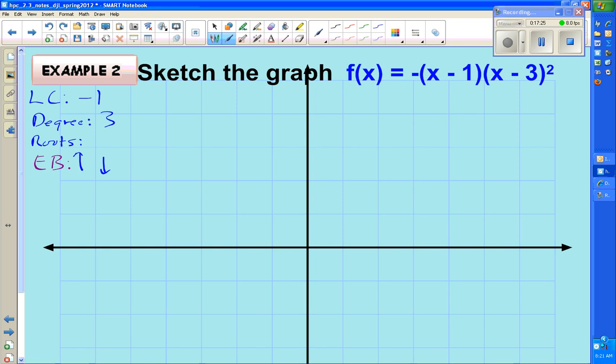What are our roots? 1, 0? 1, 2, 3, 0. 3, 0. What kind of root is 1, 0? Single. So we'll put an S here. And 3, 0? Double.